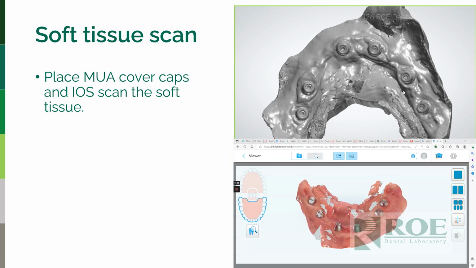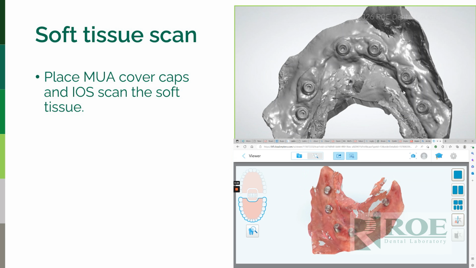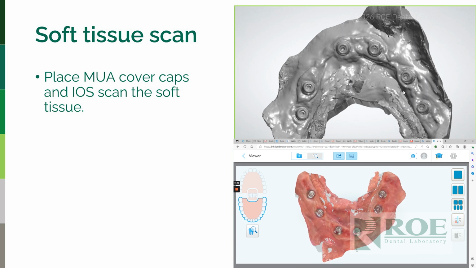Our next scan is going to, ideally, this is taken with the MUA caps in place. So the MUA of the system that you've used. And this helps the scanner capture the information. Okay, so that's our next scan. So soft tissue off the MUAs with the MUA caps in place.